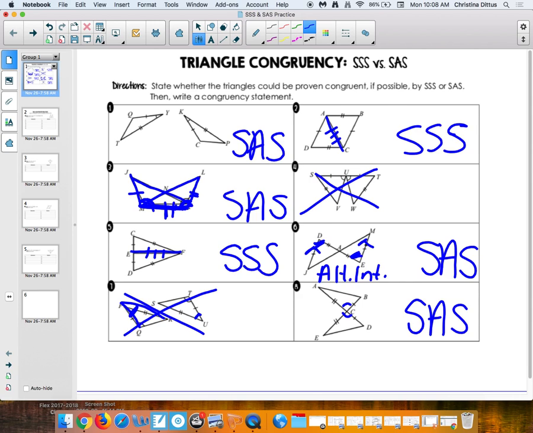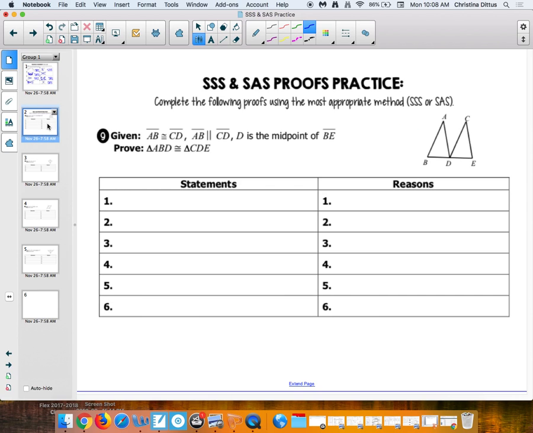Alright, we got a couple proofs. Practicing our proofs. A couple is 4. My first line of a proof should always be what? Given. The given stuff. Copy paste. We got AB is congruent to CD. We got AB is, what do those two lines mean? Parallel. Good. Parallel to CD. And D is the midpoint of BE.